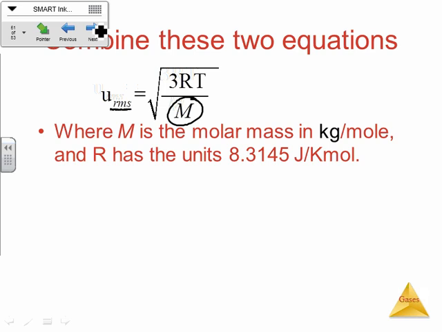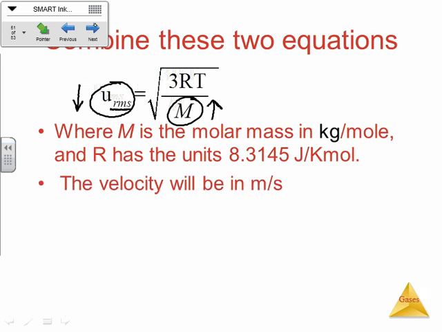Let's see, what else do I want to say about this? Just notice the relationship here. The molar mass is on the bottom. What that means is, as the molar mass increases, it's inversely related to the velocity, or the root mean square speed. And so as the mass of the gas particle increases, the speed goes down, and you just have to understand that. Velocity is going to be in meters per second.